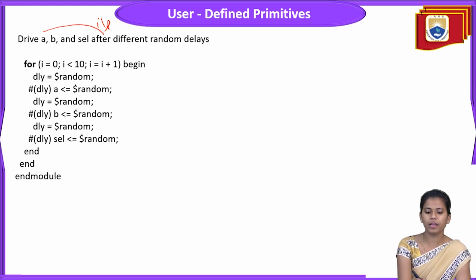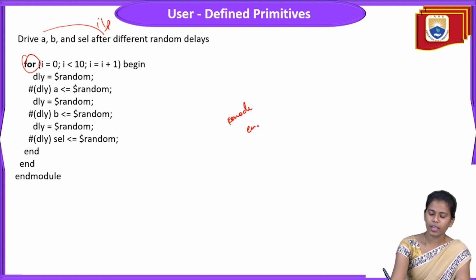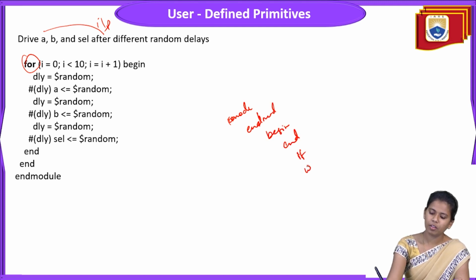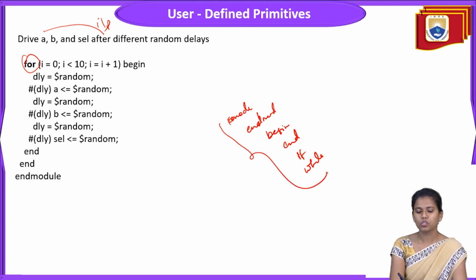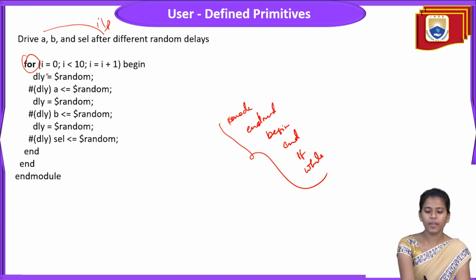what happens is for will come. The for is another keyword, isn't it? Keyword, module, endmodule, begin, end, if and while. These are the keywords, right? So here for is also a keyword that begins with i = 1. So here we are initializing the integer i first to 0.